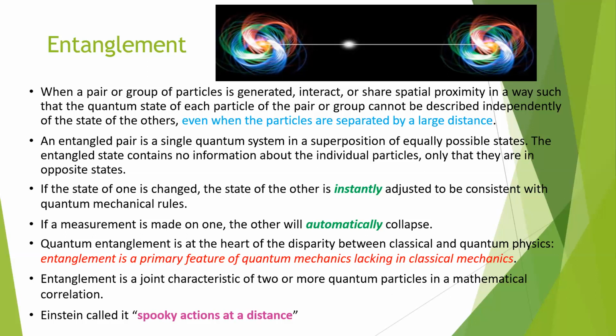Quantum entanglement is at the heart of the disparity between classical and quantum physics. Entanglement is a feature of quantum mechanics lacking in classical mechanics. Entanglement is a joint characteristic of two or more particles in a mathematical correlation. Einstein called it a spooky action at a distance because, irrespective of distance and time, if two qubits are entangled, they are correlated to each other somehow magically.